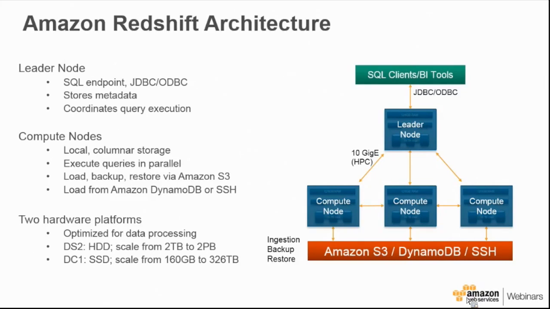The leader node and the compute nodes are connected through a 10 gig pipe, and so this ensures high performance when the nodes communicate with each other. The compute nodes also communicate with each other to distribute the data as you load it. We have two hardware platforms. One is based on hard disks, and the other is based on solid state drives or SSDs. The SSDs offer 10 to 15 times more performance. However, they cost twice as much as, to 5 times as much as, the hard disk based instances. So customers choose the platform that they prefer based on the cost performance requirements they have. We'll briefly go over the instance types in a bit more detail shortly.